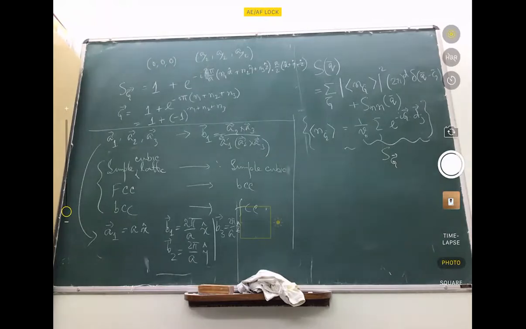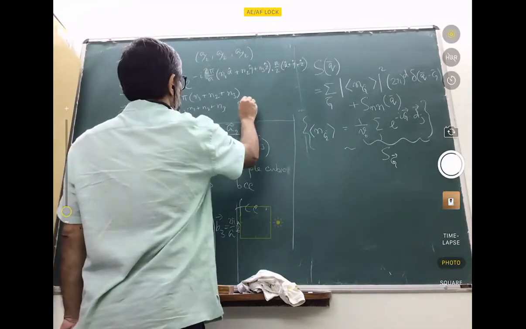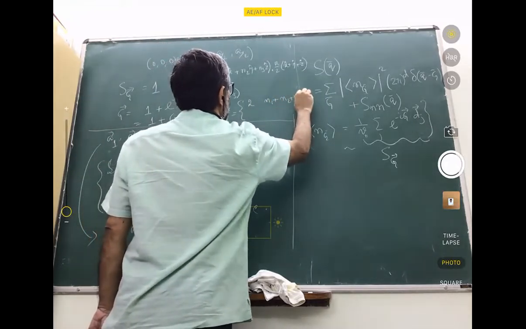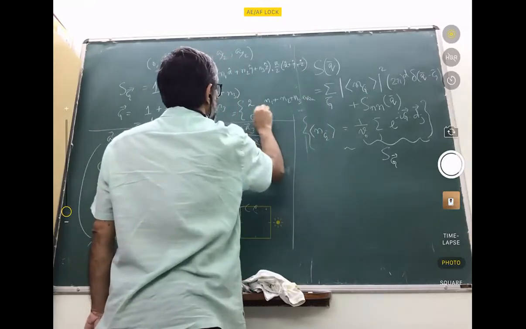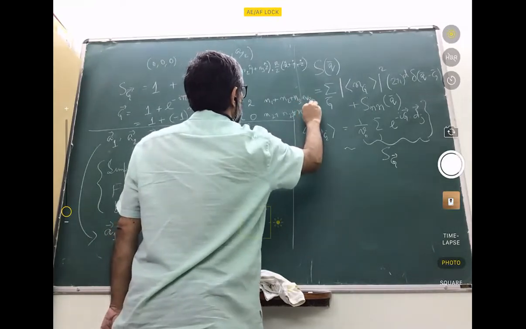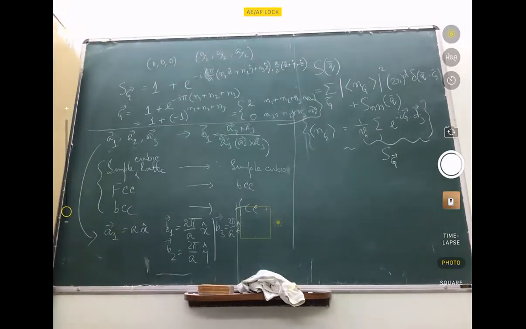So if n1 plus n2 plus n3 happen to be even, then this is 2, and if odd, it is 0. So even though you would expect to see Bragg peaks at certain G vectors, because of this particular combination of n1, n2, and n3, you won't find anything there. These actually show up when one does scattering experiments.